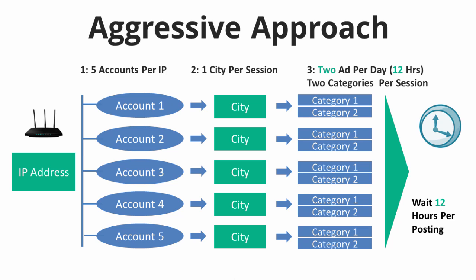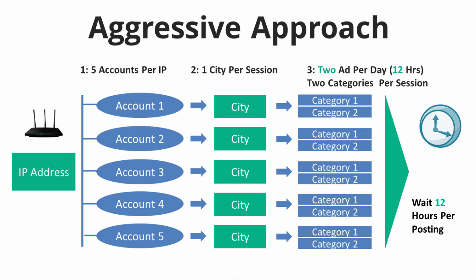Now, here's the aggressive approach. So again, you're still only going to have 5 accounts per IP. You're still only going to be logging into 1 city per account, but now you're going to be posting 2 ads per day per category, okay? And you're going to wait 12 hours apart on each of your posts, okay? So this is really pushing the limits, and I wouldn't suggest doing this right out of the gate on a fresh account.